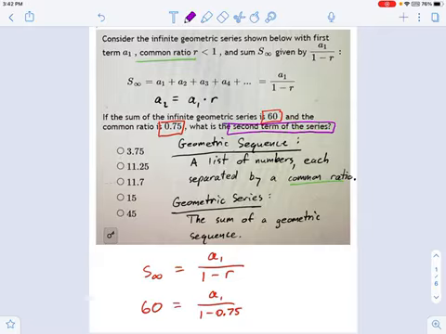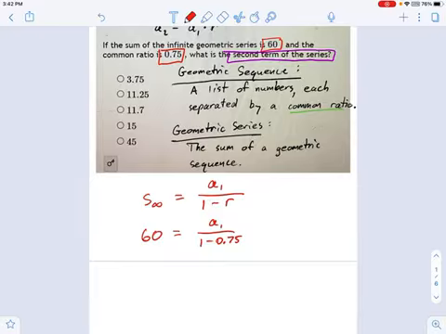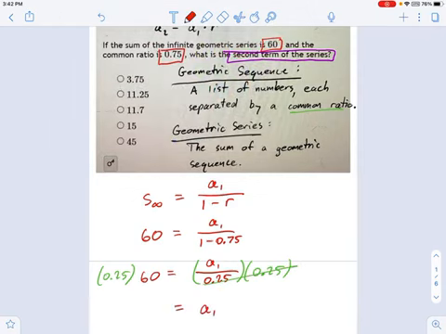Well, let's take a look at this equation and go about solving it. There's only one variable in here. I can figure this out. 60 equals A1 divided by 1 minus 0.75, which is 0.25. Now I'm going to multiply each side by 0.25 in order to get A1 by itself. That's called solving for a variable. So those cross out, and what's left? Well, it's just going to be A1 equals 15, I think.